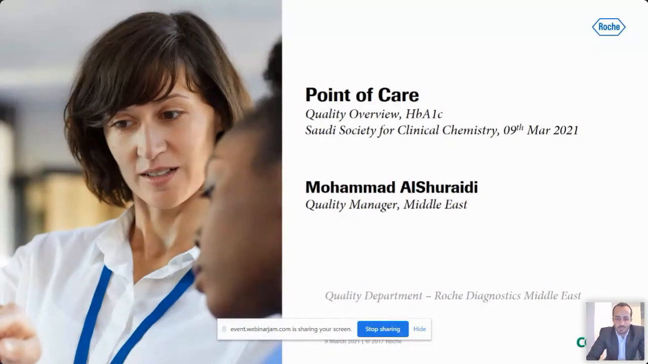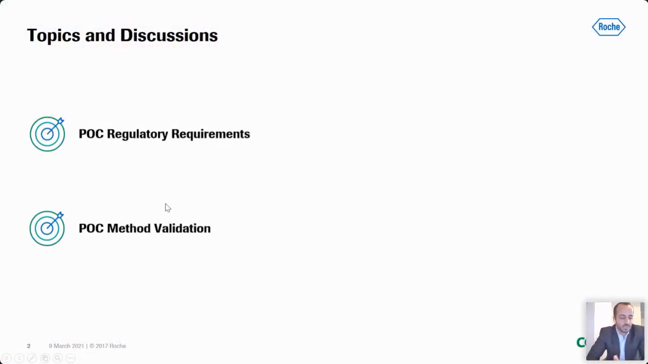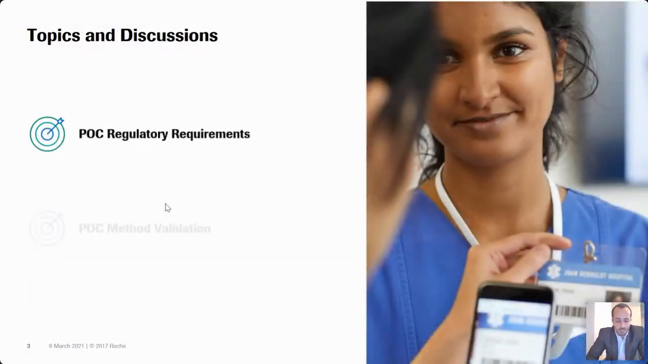So basically we're going to look at the point of care regulatory requirements and the point of care method validations. Once we talk about regulatory requirements, especially when we are talking about healthcare professionals, we need to be aware of the international accreditation guidelines and some of the international best practices when it comes to point of care testing and also patient testing in general.